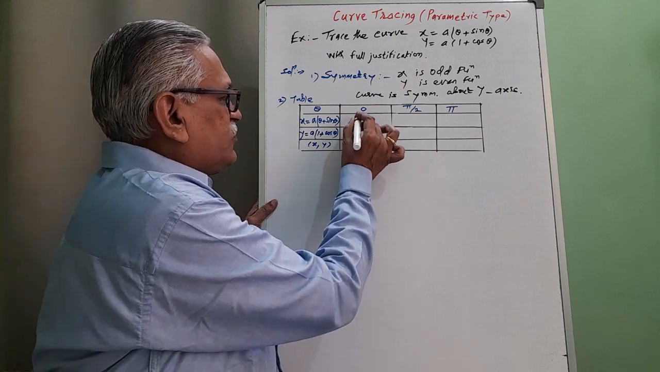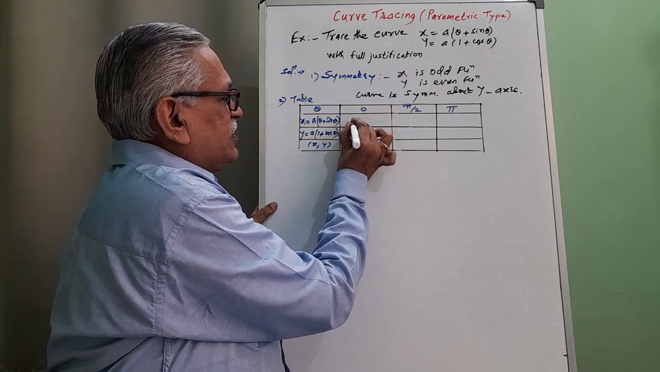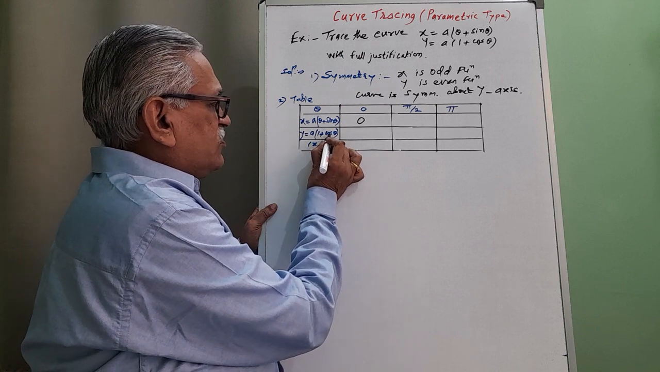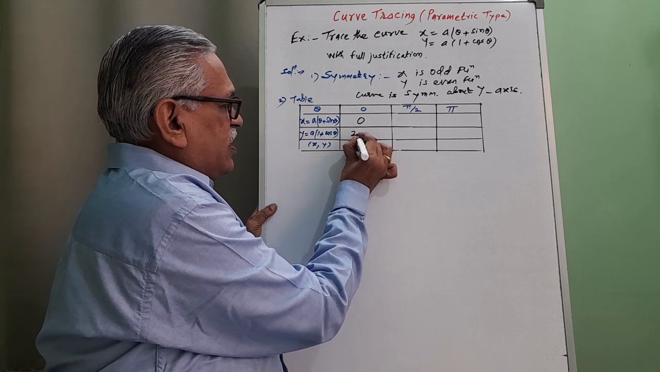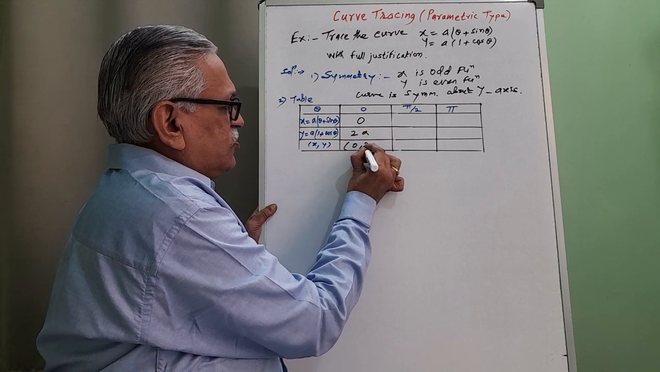Therefore, if we substitute theta is equal to 0, sin 0 is 0, 0 plus 0 we get 0, and therefore the value of x is 0. Cos 0 is 1, 1 plus 1 we get 2a. And therefore the point which we have to plot is 0, 2a.